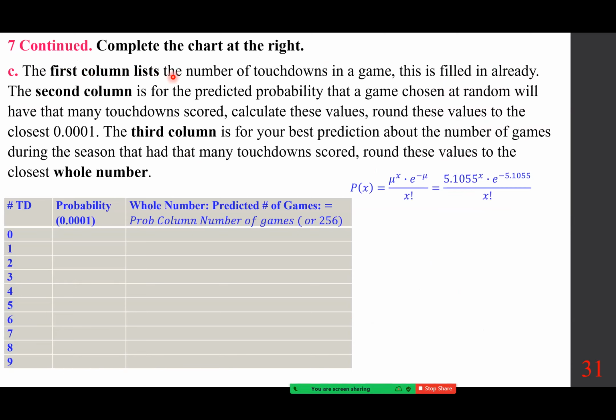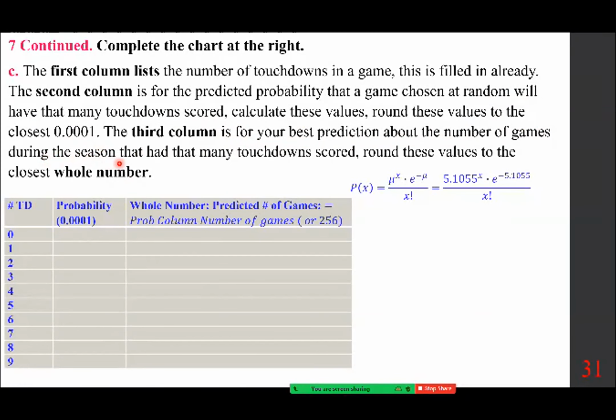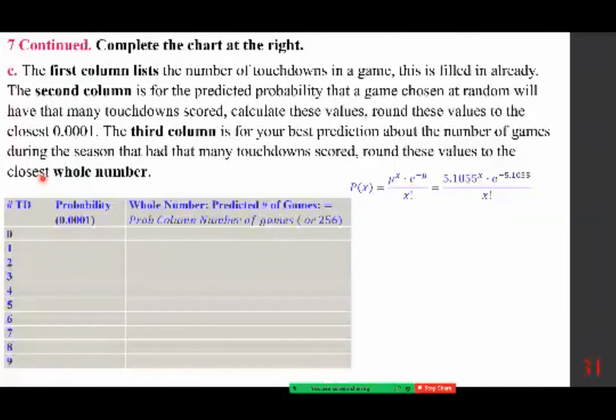The first column lists the number of touchdowns, 0, 1, 2, 3, so on and so forth. This is filled in already. The second column is for the predicted probability, and we use 4 decimals, that a game chosen at random will have that many touchdowns. Calculate them, okay. Round them using this, that means 4 decimals. And the third column is for your best prediction about the number of games during the season that had that many touchdowns scored. Round these values to the closest whole number.